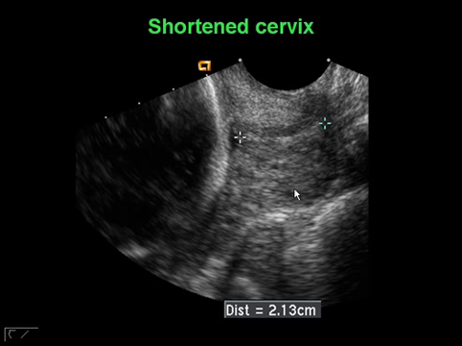Here's a patient with a shortened cervix. This is a transvaginal scan showing the cervix. Here's the cervical canal marked with calipers to give a length of 2.1 centimeters.